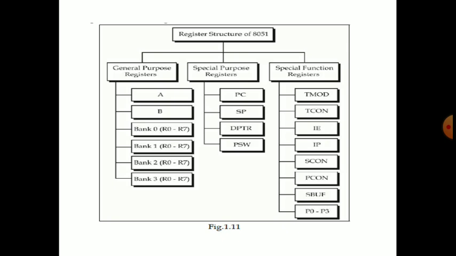In special purpose registers, we have PC, SP, DPTR, and PSW. PC means program counter. SP means, what is SP? Special pointer. Sorry, stack pointer register. And DPTR means data pointer register. PSW means program status word.